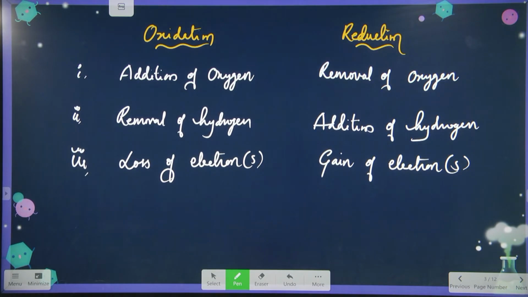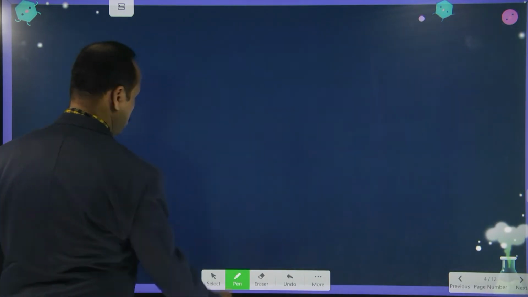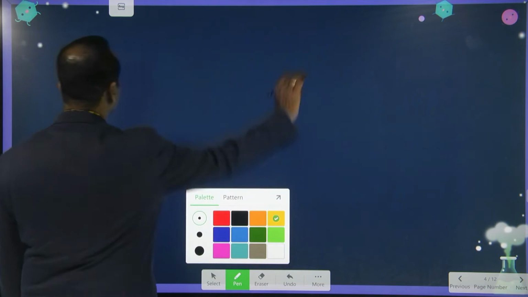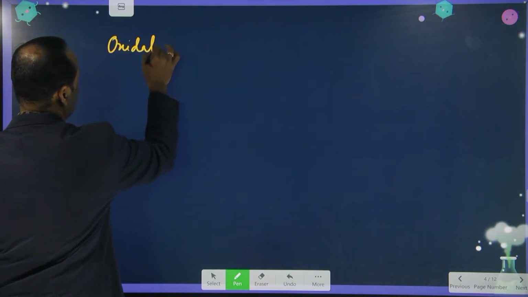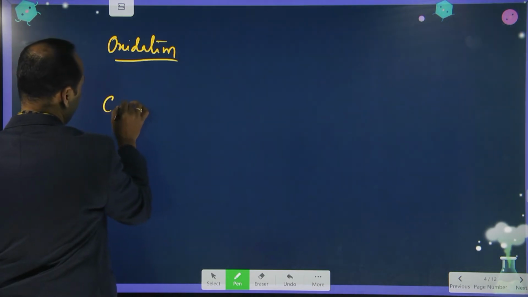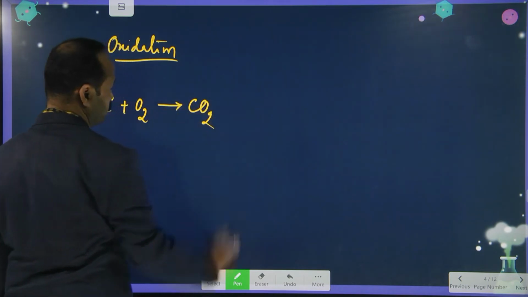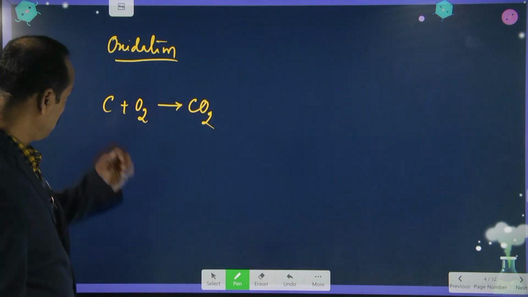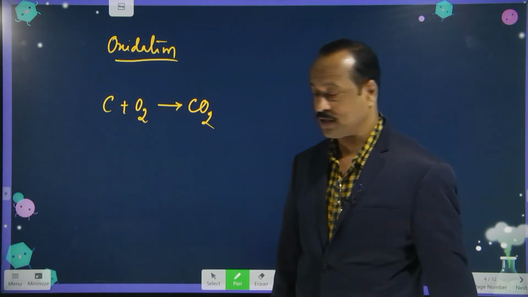Completed? Chalo. Now let's go to some examples. So when you come to the oxidation example, like in the combination reaction you have seen that carbon plus oxygen gives rise to carbon dioxide. Yes or no? Carbon burns in oxygen to form carbon dioxide. This is an oxidation reaction. Why?